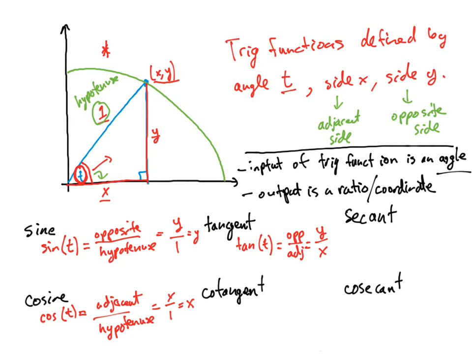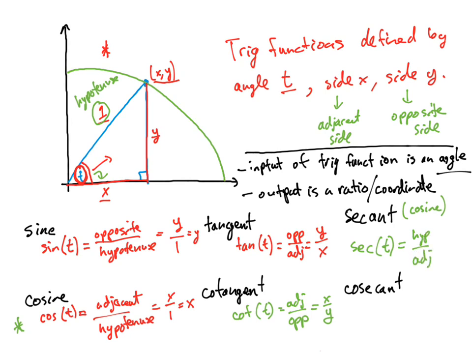So cotangent is the inverse of tangent. Cotangent of angle t is just the inverse of what we had up above, so that's adjacent over the opposite side, x over y. Secant is the reciprocal of cosine. Secant is SEC of angle t. The reciprocal of cosine is hypotenuse over adjacent, which is 1 over x.